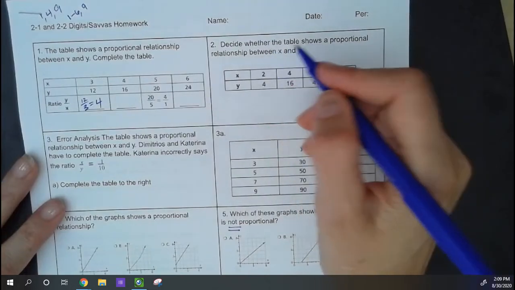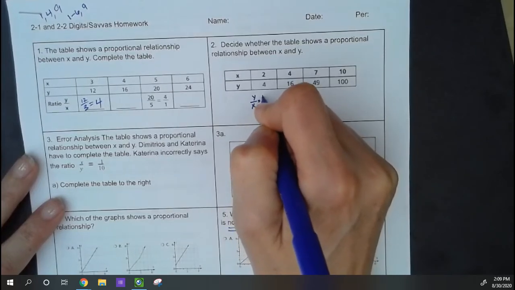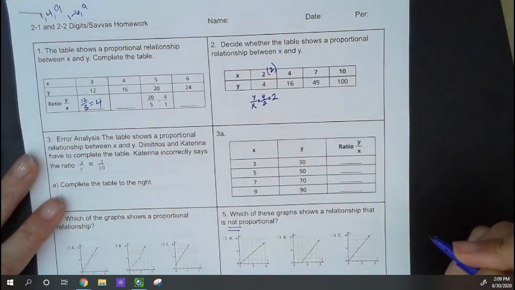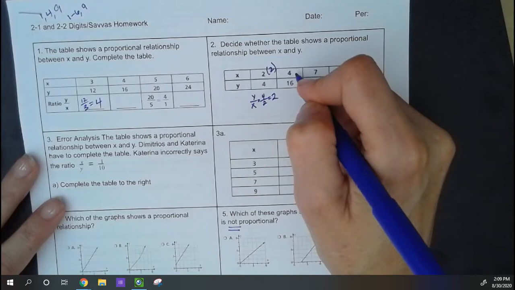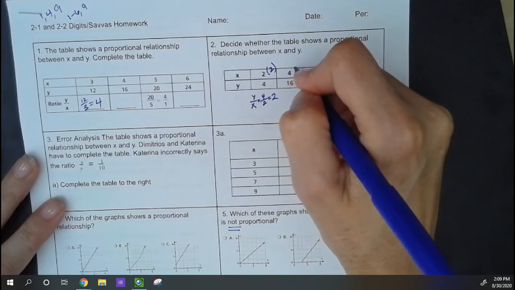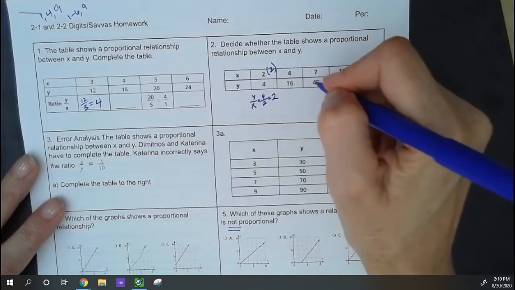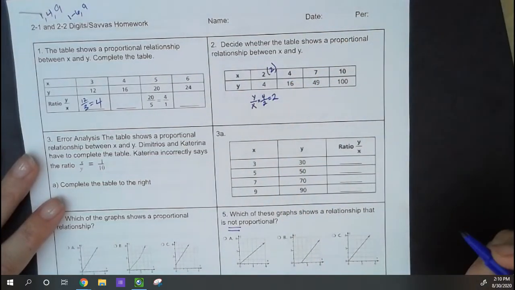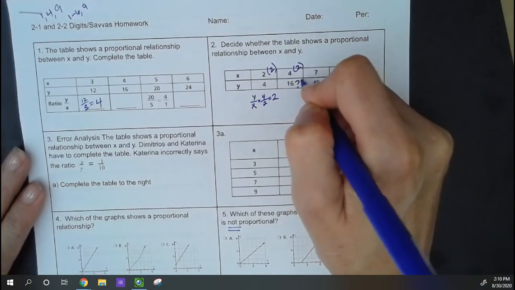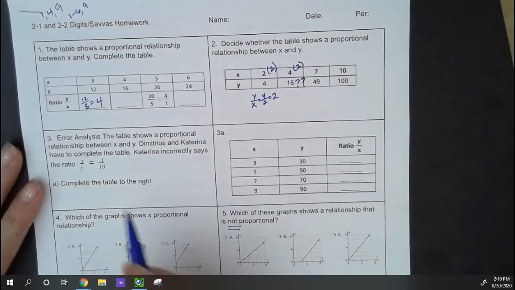The next one is decide whether the table shows a proportional relationship. So you can figure that out by checking out the y over the x. Y over x tells you what the rule is. So this one's timesing by 2. This tells you what the rule is, and this needs to be the same rule for this to be true. Is 4 times 2 16? Is 7 times 2 49? The rule has to be the same for it to work. Okay, so think about that. Is every one of these timesing by 2? Did this work if I times them all by 2? This shows a proportional relationship.